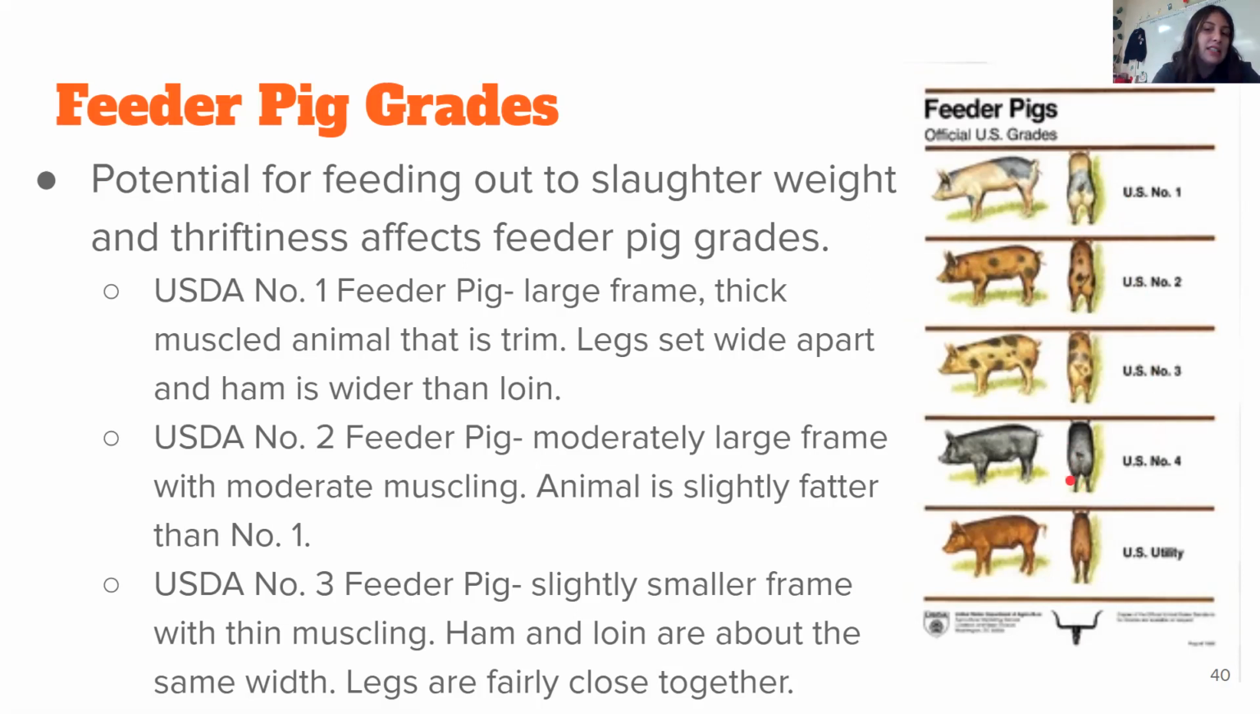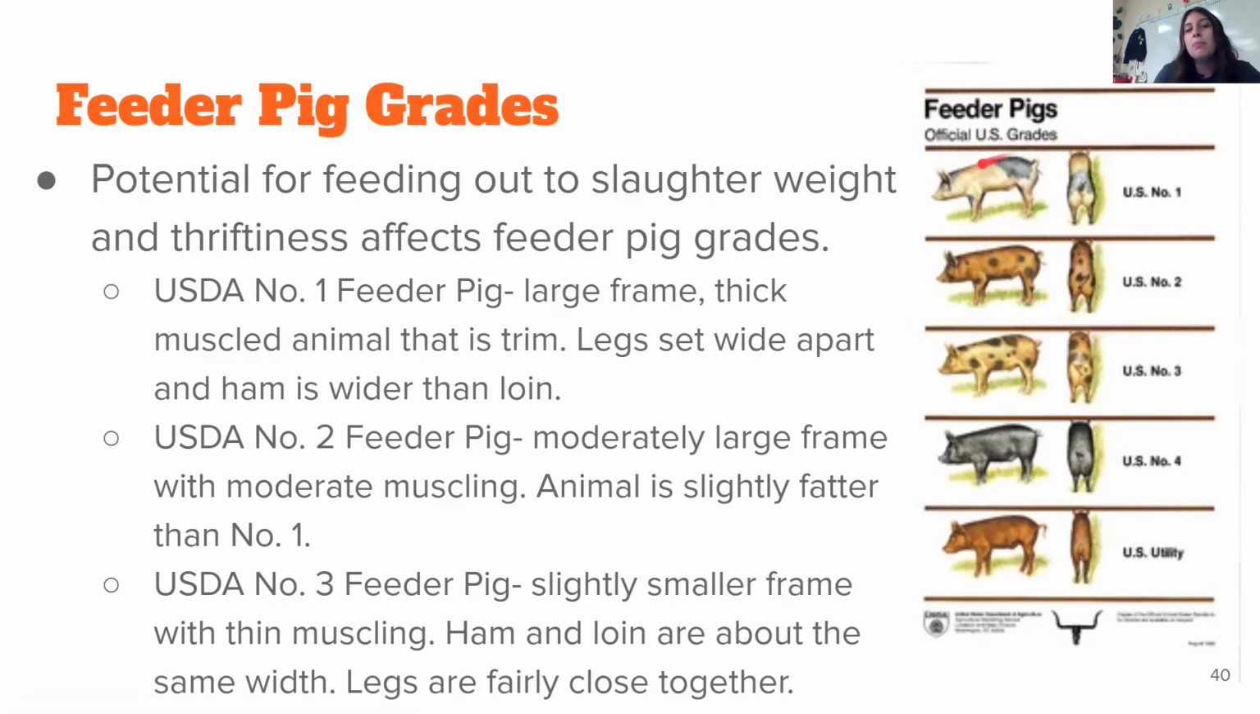And so we can see that even though we can't see frame size, we can't see how big they are, we can see in this little drawing that the pig's hams don't look very big. And they're probably going to have thin muscling. And if it's a number 4 or a number 3, then that also probably means that it has a smaller frame size. It is smaller than the average.